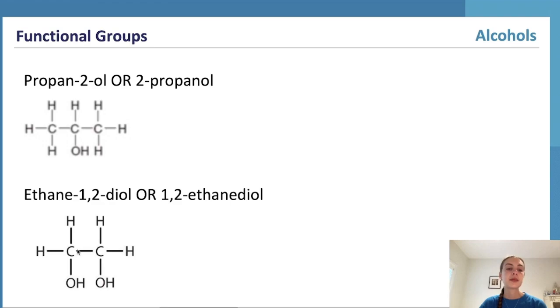So we can see that on the first carbon, we've got a hydroxyl group, and on the second carbon, we've also got a hydroxyl group, hence making this ethane-1,2-diol, the di meaning that there are 2 hydroxyl groups in this particular molecule, and the 1,2 suggesting that they're on the first carbon and on the second carbon.